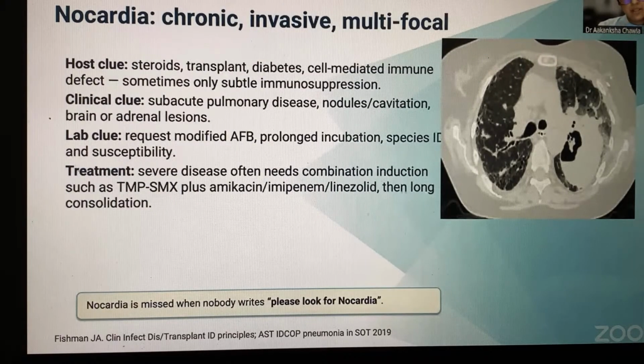Now, another infection is nocardia, which is chronic, invasive, and multifocal. Mostly patients who've been on long-standing steroids, diabetics, or some with cell-mediated immune defects. You would have a subacute pulmonary disease sort of presentation. Patient would have nodules and cavitation, may also have adrenal lesions. You send a modified ZN stain for nocardia, and you need to talk to your microbiology lab about why you're suspecting nocardia. And treatment, of course, for severe disease, requires a combination of trimethoprim sulfamethoxazole with amikacin, imipenem, or linezolid.